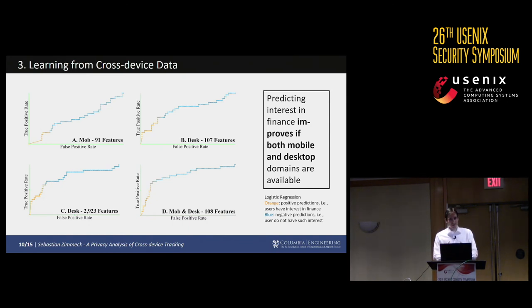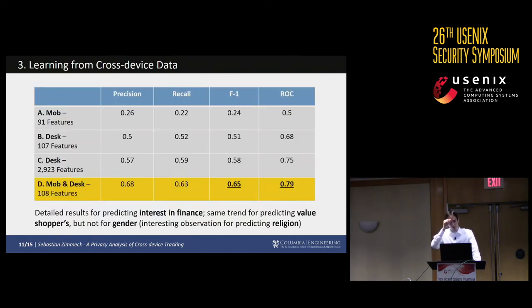And so there is this instance, and we found this also for another instance, for example, value shoppers. You can identify better if you actually have both types of data. Now, that does not seem to generally hold. So for example, we had the prediction of gender, and that was about an F1 score of 0.8, and it didn't matter much whether it was based on both types of data or one or the other. So it seems that for some instances it helps and for others it doesn't. Here are the more concrete results for an interest in finance. And if you're interested in the others and more, then I encourage you to go into the paper.